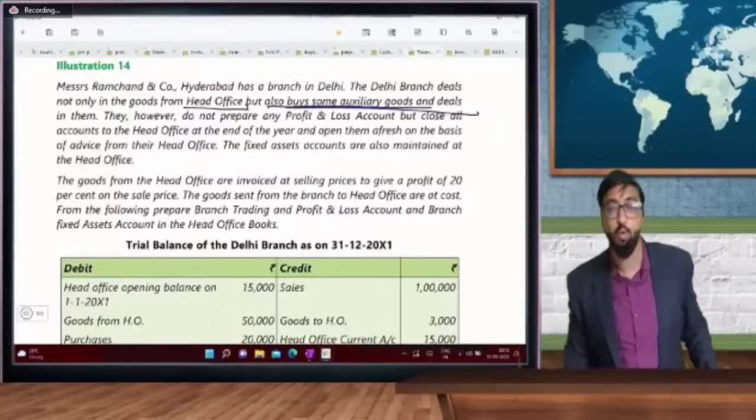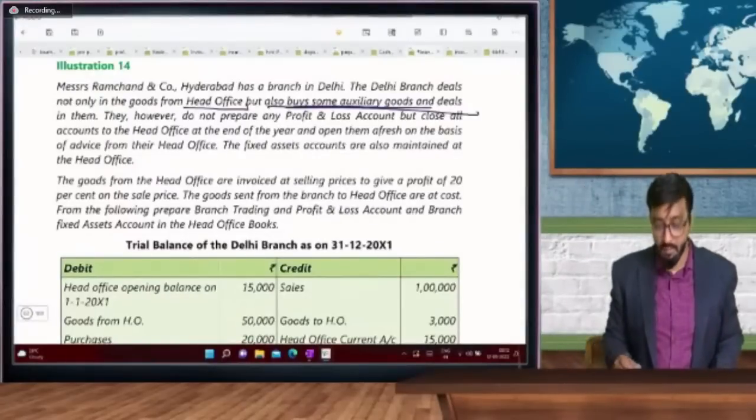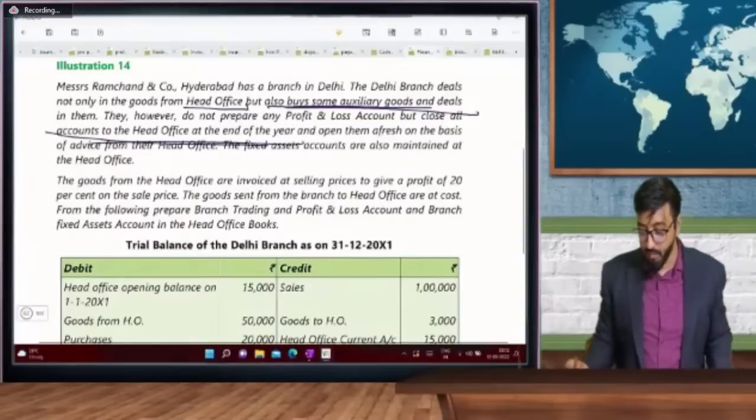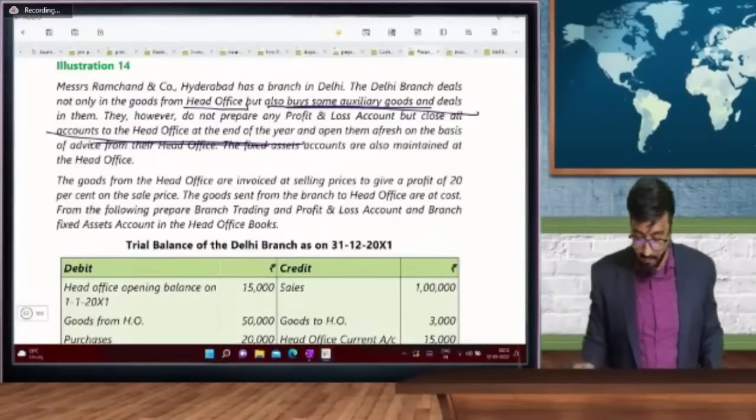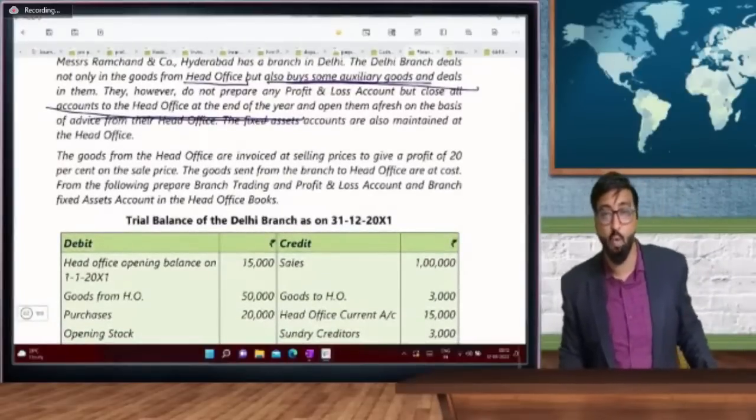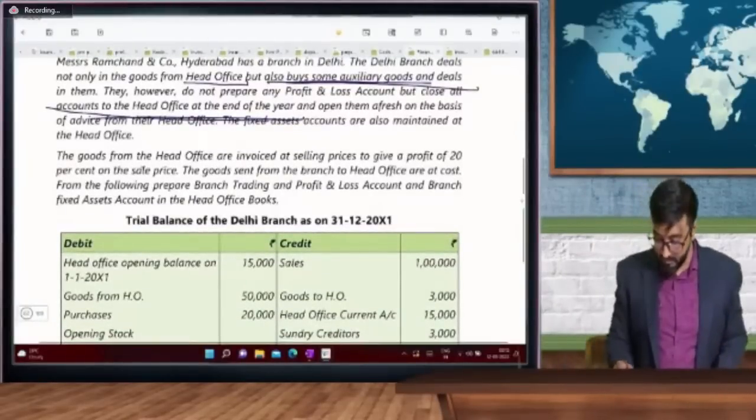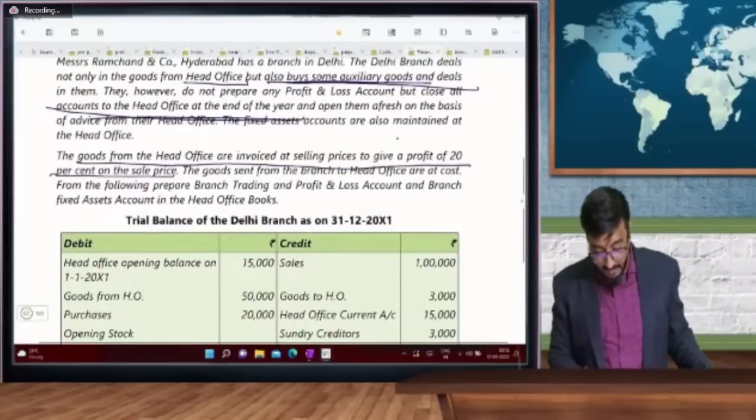They, however, do not prepare any profit and loss account, but close all books of accounts to the head office. So the branch does not prepare any profit and loss account, but transfers everything to the head office, and the head office maintains the profit and loss account. The goods from the head office are invoiced at selling price. Goods are transferred at 20% on sales price.